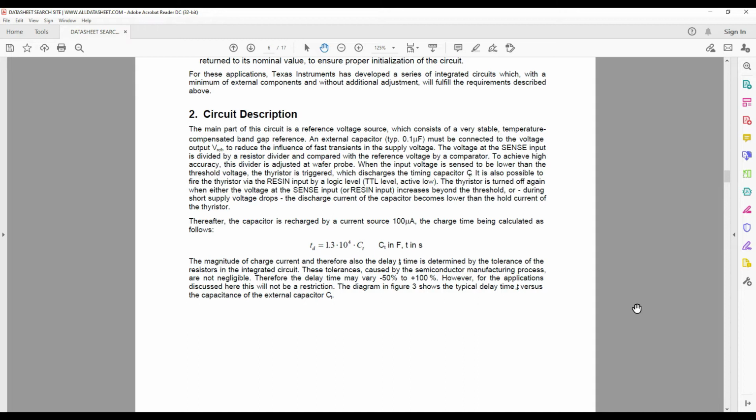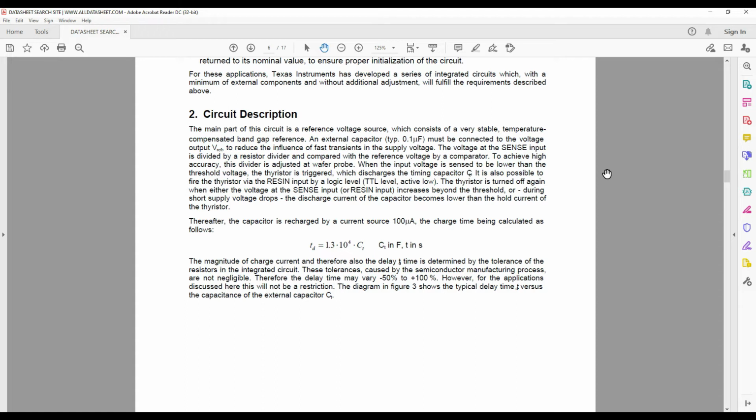When the input voltage is sensed to be lower than the threshold voltage, the thyristor is triggered, which discharges the timing capacitor C. It is also possible to fire the thyristor via RESN input by the logic level, TTL level active low. The thyristor is turned off again when either the voltage at the sense or the RESN input increases beyond the threshold, or during short supply voltage drops, the discharge current of the capacitor becomes lower than the hold current of the thyristor.